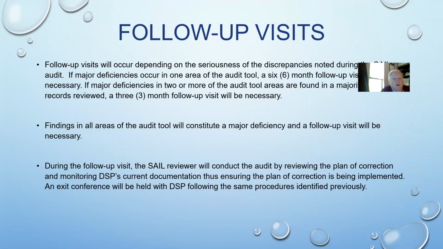Follow-up visits will occur depending upon the seriousness of the discrepancies noted during the cell audit. If major deficiencies occur in one area of the audit tool, a 6-month follow-up visit will be necessary. If major deficiencies in 2 or more of the audit tool areas are found in a majority of records reviewed, a 3-month follow-up visit will be necessary. Findings in all areas of the audit tool will constitute a major deficiency and a follow-up visit will be necessary.